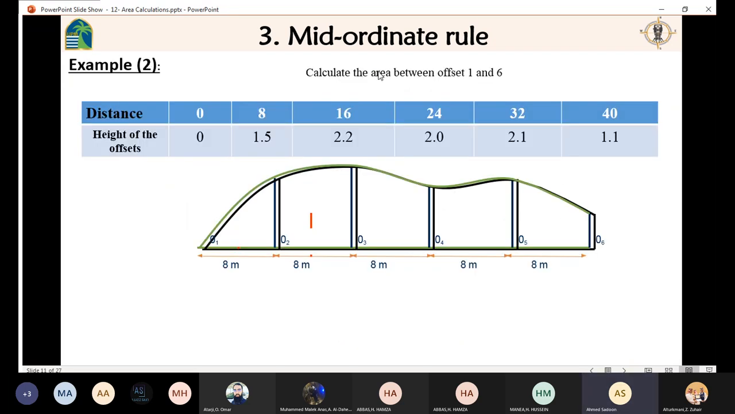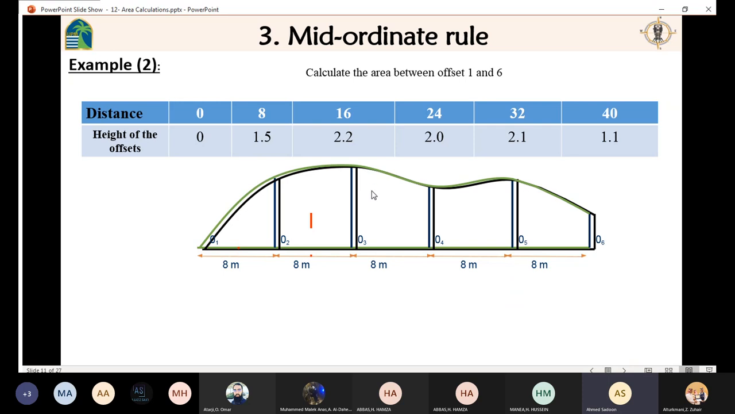So in this method, we need to determine the area for this tract. And this tract has been sectioned into a number of trapezoids. So this is the first section, second section, third section, fourth section, and fifth section. And here is the reference for us. The distance is 0. The distance here is 8, 16, 24, and so on. And for the first point here, the height is 0. In the second point, the height is 1.5. And in the third point, the height is 2.5, and so on.